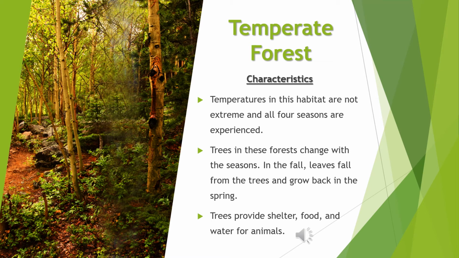Moving on from the desert to the temperate forest shows us just how important water is for many plants. The temperatures in this habitat are not as extreme as the desert, and all four seasons are experienced here: spring, summer, fall, and winter. In the fall, the leaves on the trees turn yellow and fall off, leaving the trees bare for the winter. In the spring, they grow back, and the tree continues its life. Trees are an important part of temperate forests as they help to provide shelter, food, and water for all the animals and plants that live here.